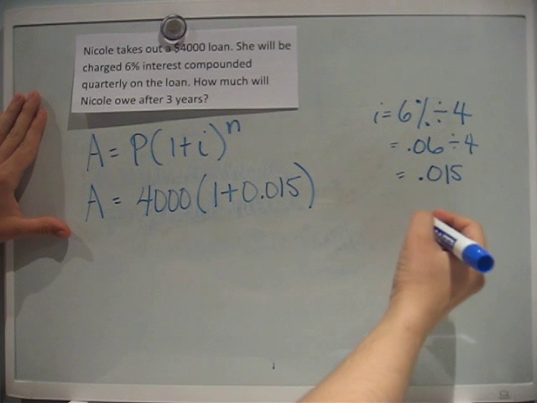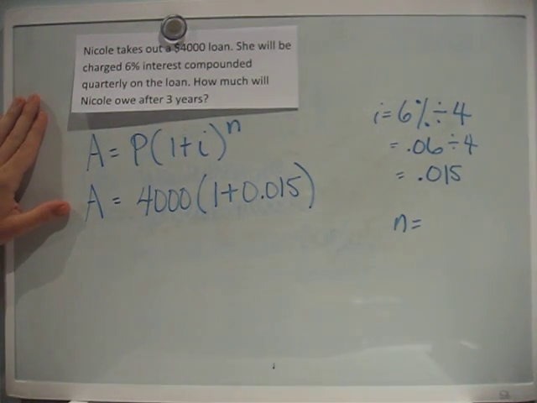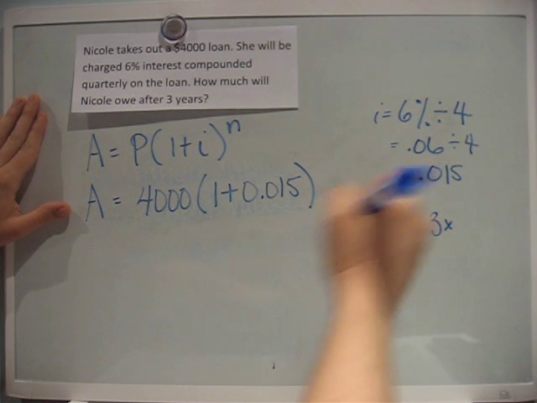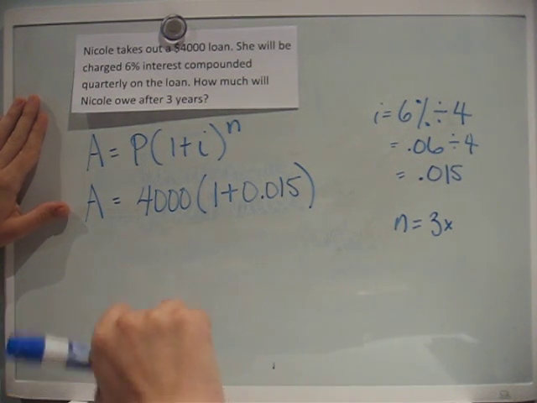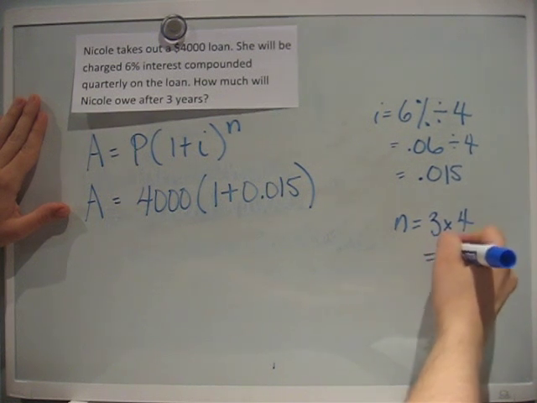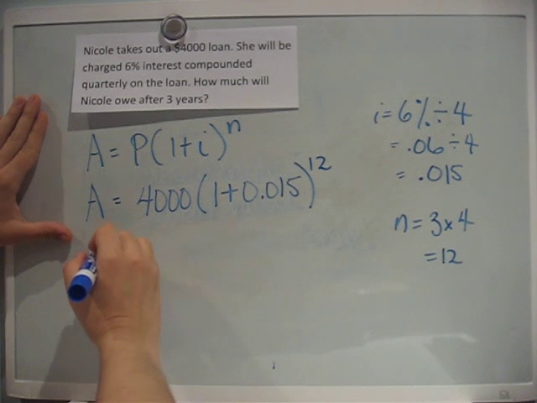Now n is the total number of compoundings. So we're going to take the number of years of the loan, which is 3 years, and multiply that by the number of compoundings per year, which is 4, since we have quarterly compounding. So n will be 12. So we'll put an exponent 12 there.